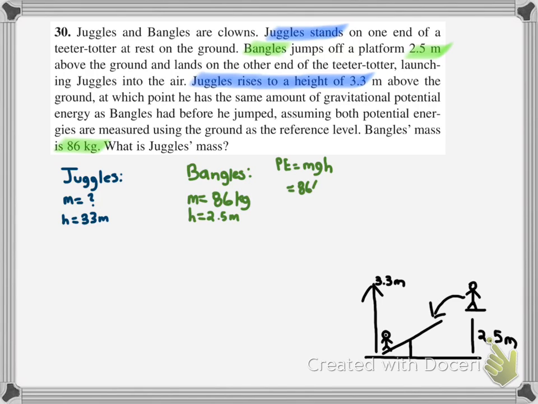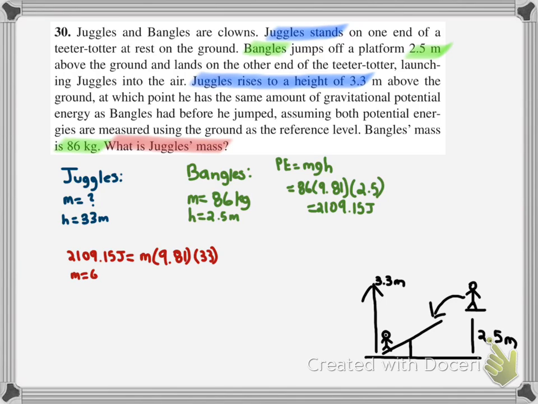So our first step is to find Bangles' potential energy using the information that we found. We use PE equals mgh. We plug in 86, which is our mass, 9.81, which is our gravity, and 2.5, which is the height of the platform Bangles is on. When you plug that into your calculator, you get 2,109.15 joules.